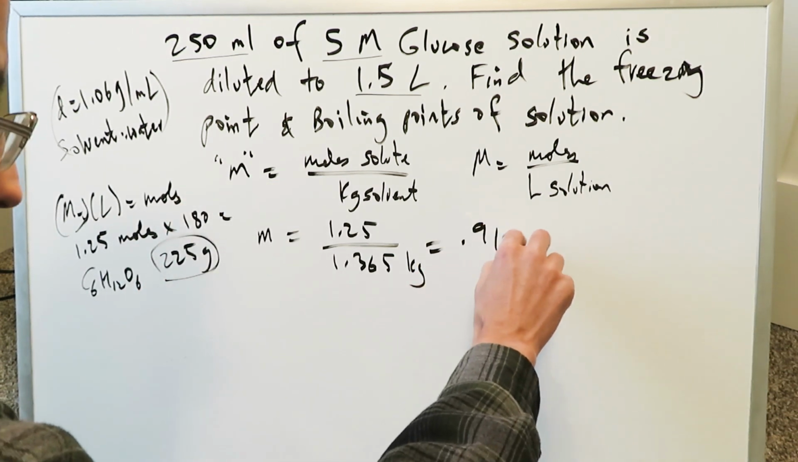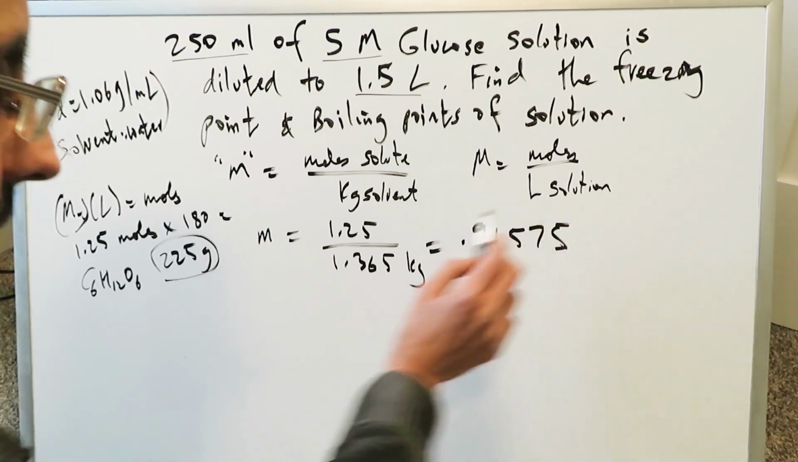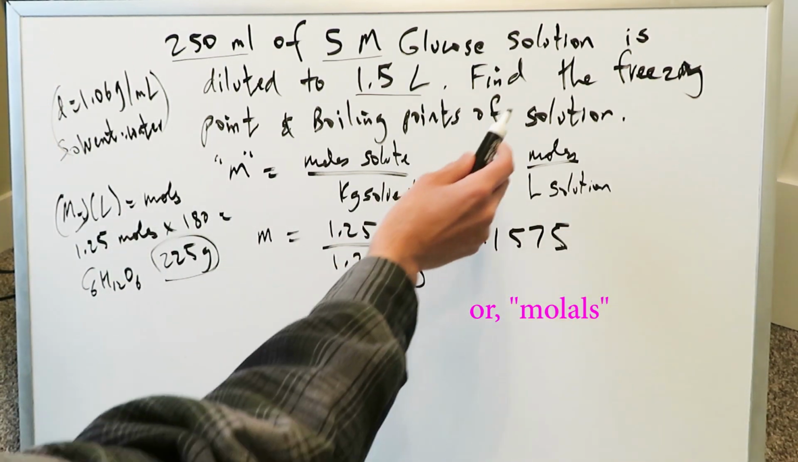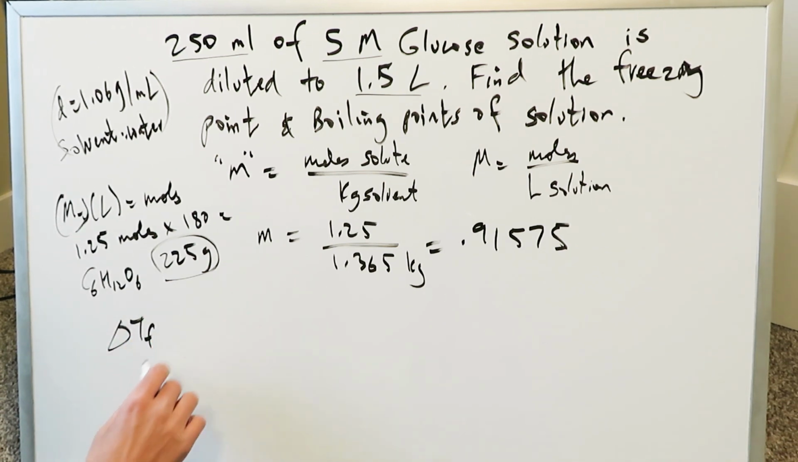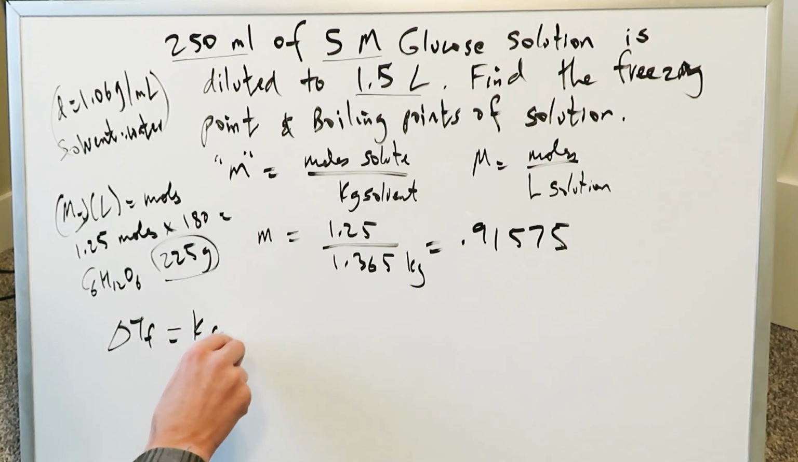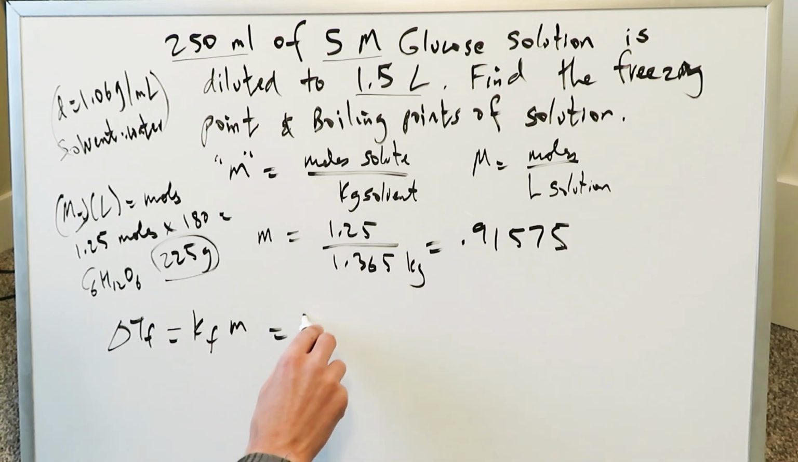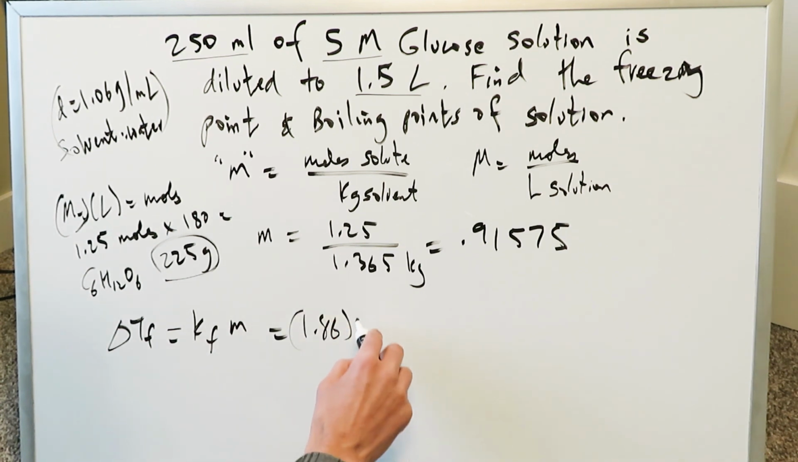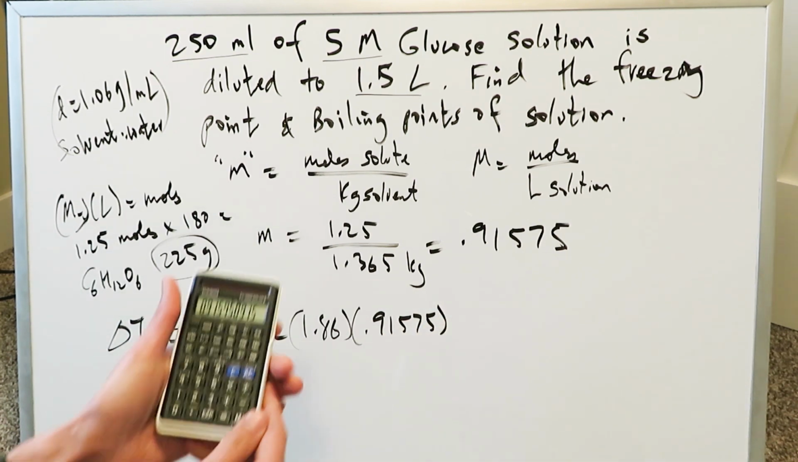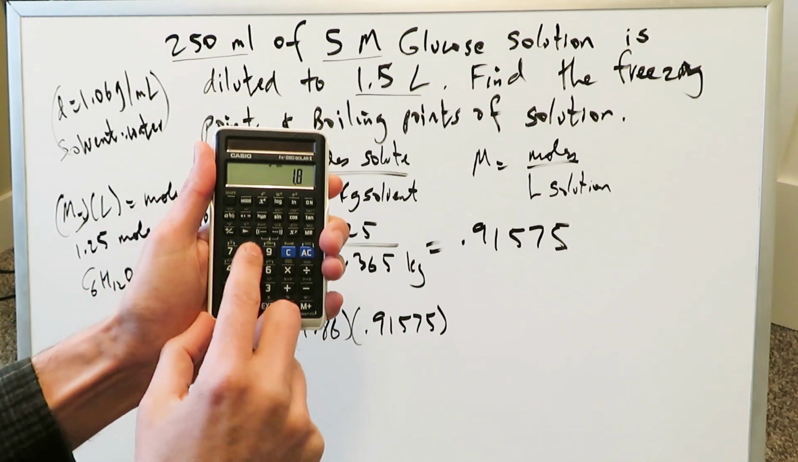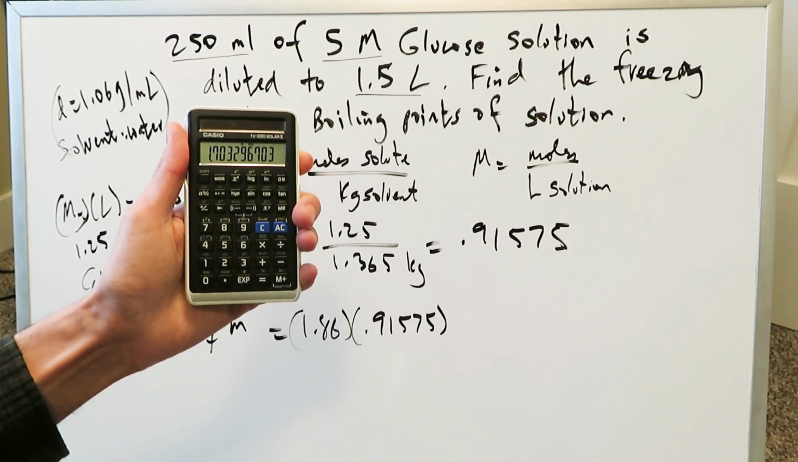0.91575 molality. Now let's determine the freezing point. The change in the freezing point, with regards to your reference for the freezing point of water, which is 0 degrees, is Kf times molality. I know Kf for water is 1.86. Forget about the units, and the molality is 0.91575. We'll multiply that by 1.86. I get a value of 1.7.